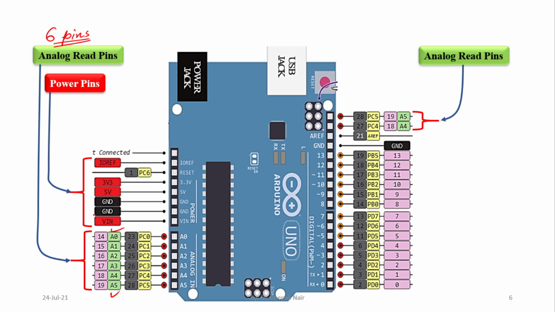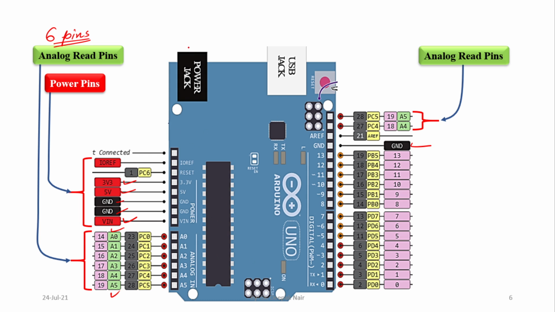Now on the top in red we can see the pins which are related to power. There are 2 ground pins as shown here. Along with that there is a ground on the right side also. So in total we can have 3 ground pins. We can take 5 volt output from the 5V pin. We can take 3.3 volt output from the 3V3 pin. We can provide external voltage from a battery or any other voltage source to the Vin pin, and the Vin pin can provide power to the Arduino board.